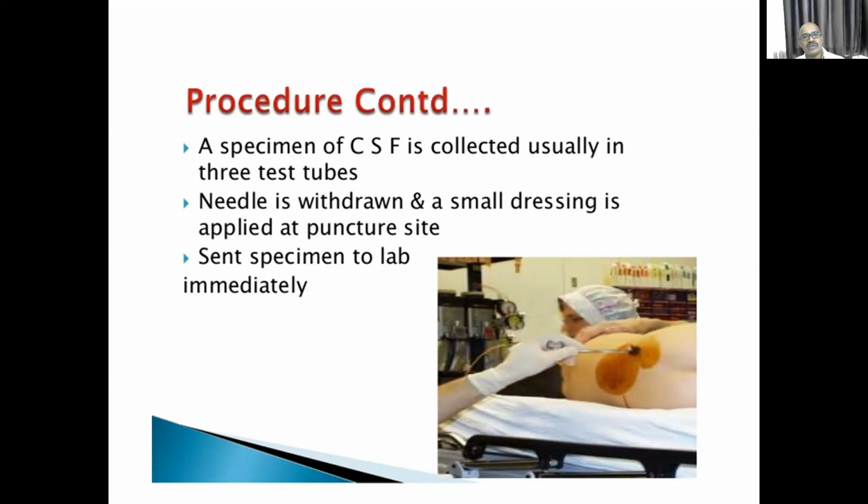One tube is sent to pathology for the total count and the differential leukocyte count. So the CSF is collected in 3 separate tubes, 1 ml in each tube: one tube to biochemistry for assessing the CSF glucose and protein, one tube to microbiology for the gram stain and the culture sensitivity, and one tube to the pathology department for the TC and the DC, the total and differential leukocyte count.